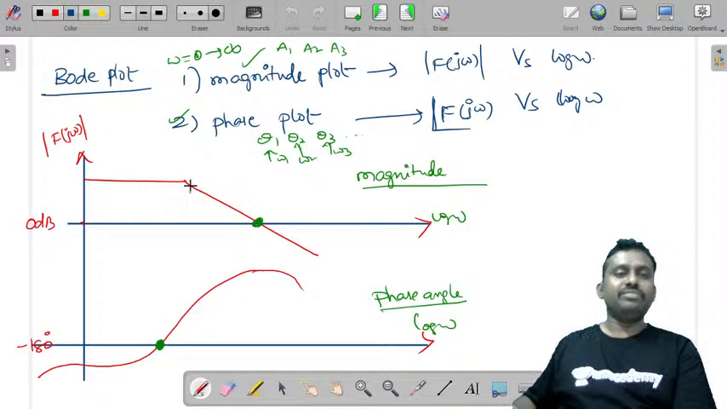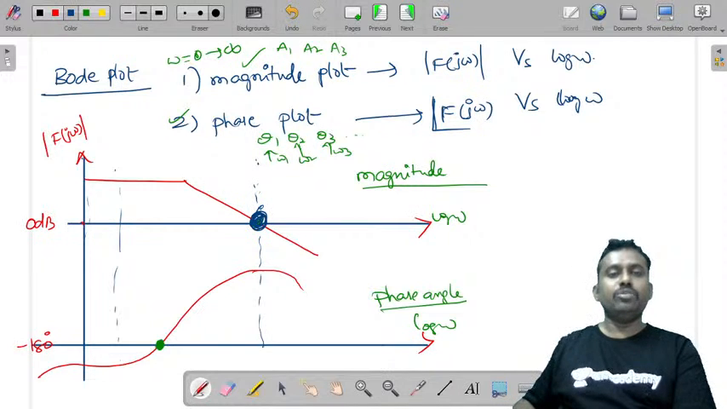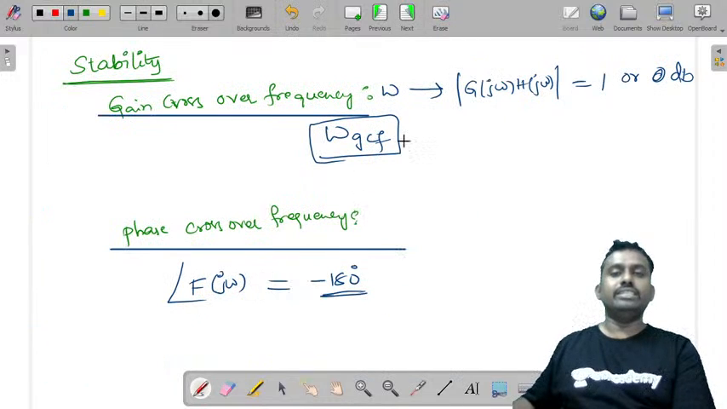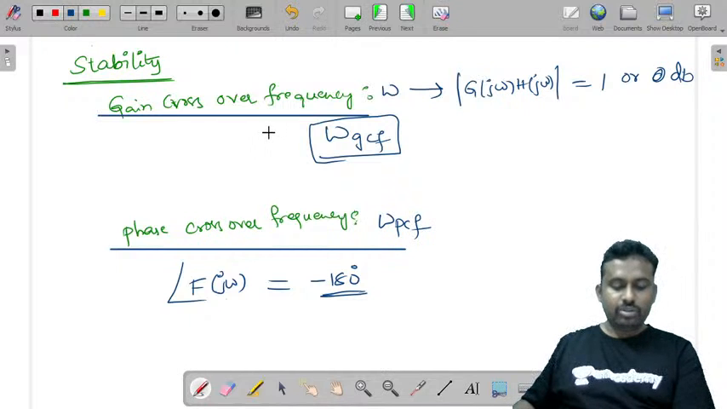Now if you look at these graphs, this is the 0 dB line. So this plot will intersect this 0 dB line at some frequency. These are the different frequencies. The frequency at which the magnitude plot intersects the 0 dB line is called the gain crossover frequency. And the frequency at which the phase plot intersects the minus 180 degrees line is called the phase crossover frequency, omega GCF and omega PCF.